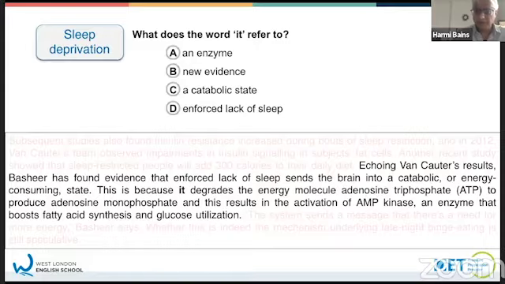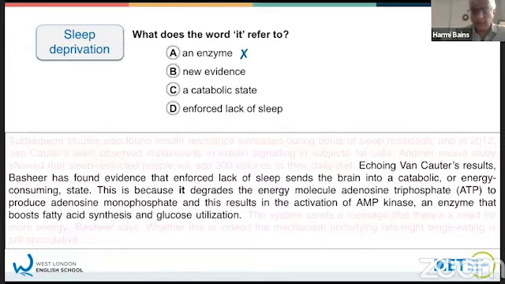The sentence before talks about, again, Van Coorter's research, something about research again. She found evidence that an enforced lack of sleep sends the brain into a catabolic or energy-consuming state. Okay, so that's what a lack of sleep can do, sends the brain into a catabolic or energy-consuming state because it degrades the energy molecule. Again, if you look at the answer options, you can see there's only really one word which will fit here. It's not an enzyme that degrades the energy molecule. There's no reference to an enzyme there, in fact.